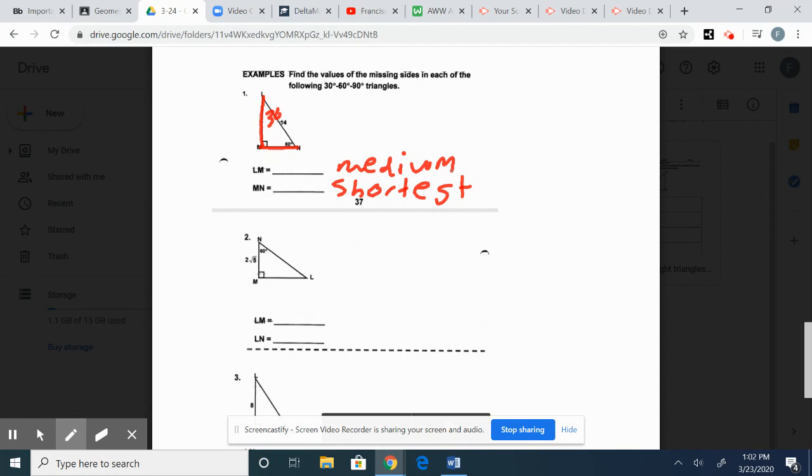So to find MN, we're going to have to take half of the hypotenuse. Half of the hypotenuse would be 7. So MN is 7. And to find LM, all we would need to do is add a square root of 3. So 7 square root of 3. That's the first example.